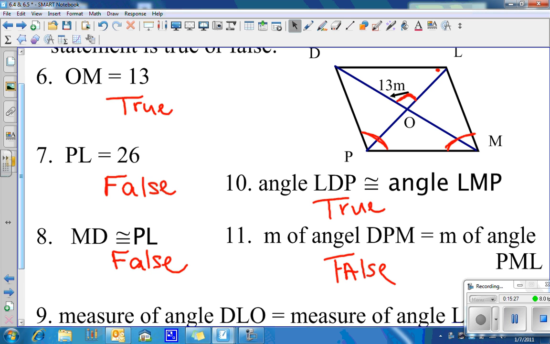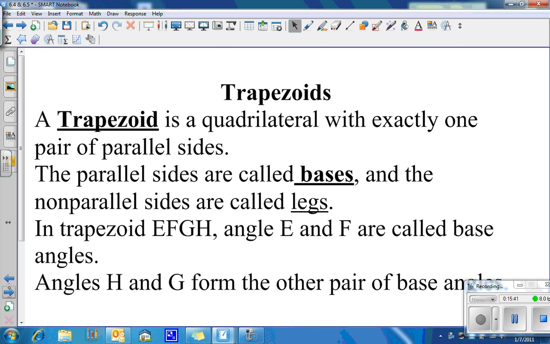Okay. So we've dealt so far with rectangles, squares, and rhombuses. We've got trapezoids to add on, and kites. All right, a trapezoid is a quadrilateral. It's not a parallelogram. Are you with me? It has exactly one pair of parallel sides. Parallel sides are called bases. You need to know these terms. And the non-parallel sides are called legs.